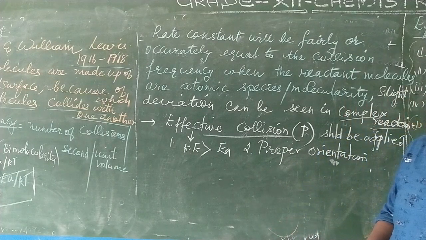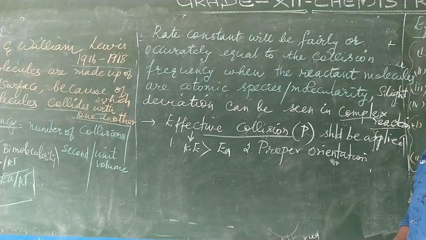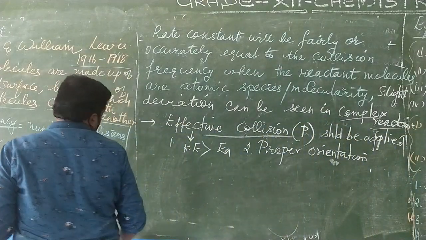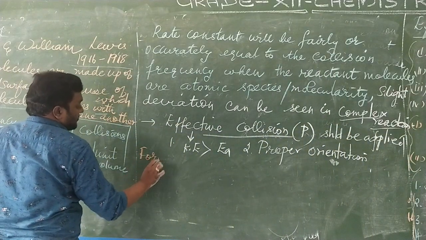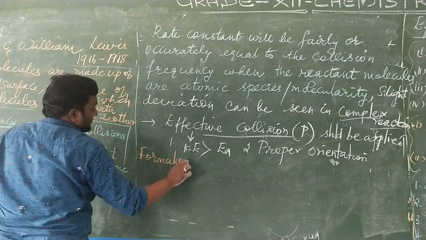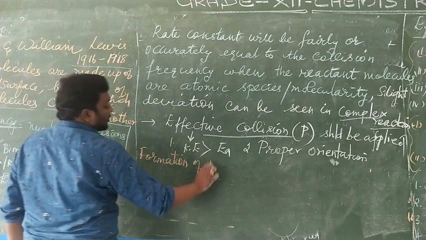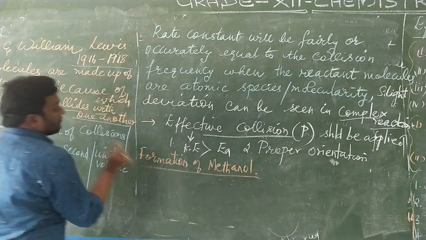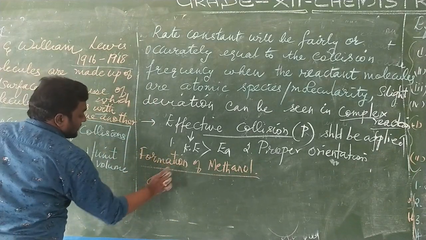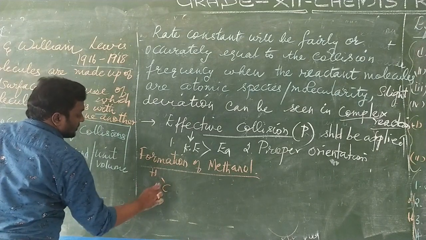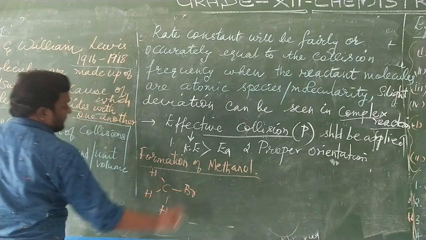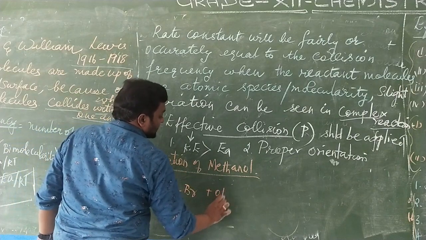What is that example? We will see the example now. Formation of methanol. Formation of methanol. You take H, H, H, Br combines with this OH minus.